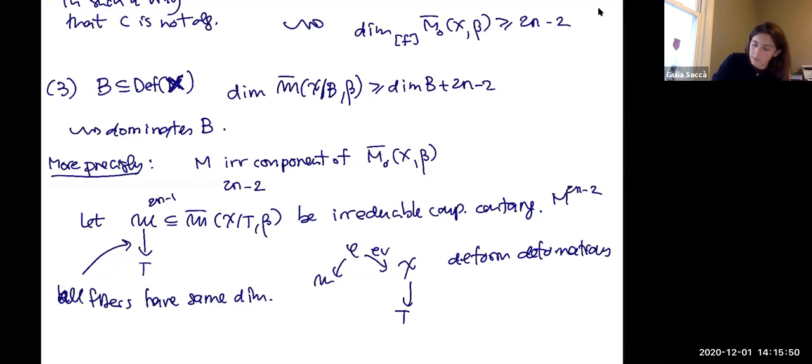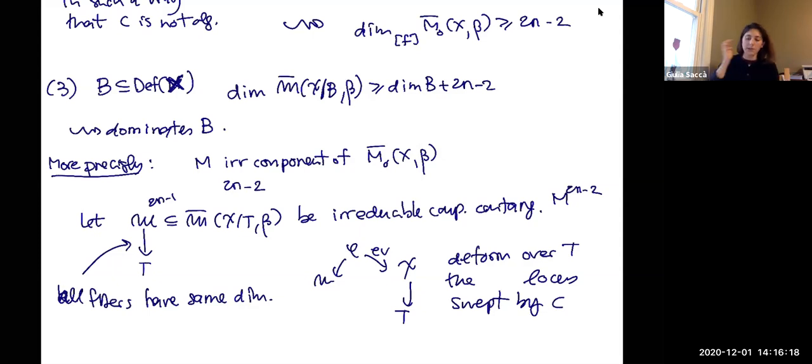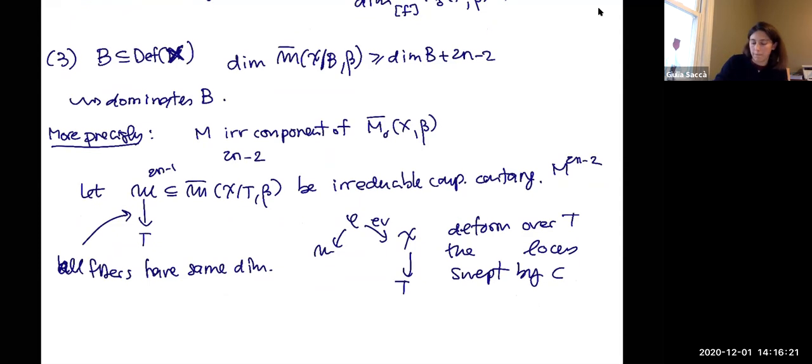So you deform the locus. Sorry, this is not right, but you deform over T the subvarieties, the locus spanned by, swept by, UFA, by the curve C and its deformations. Okay, so this is the only thing that I wanted to say.